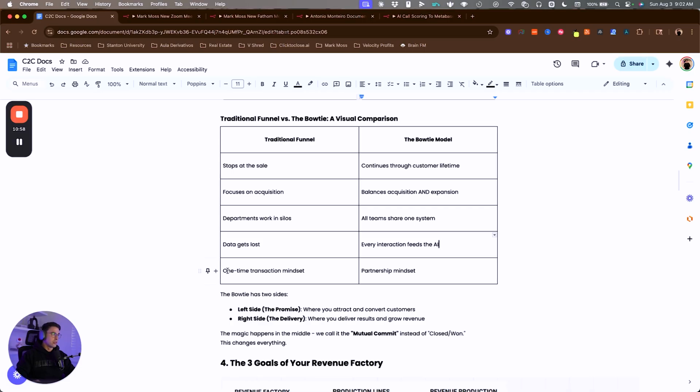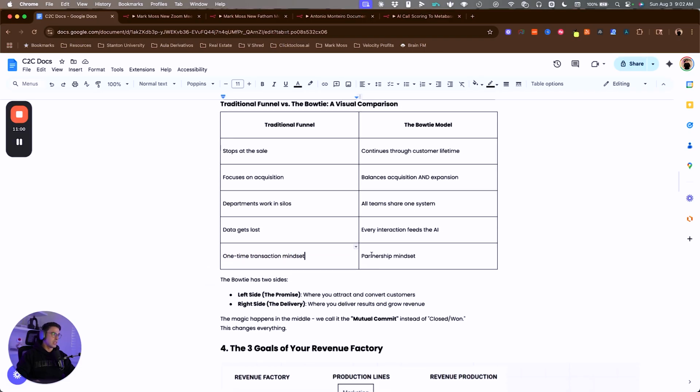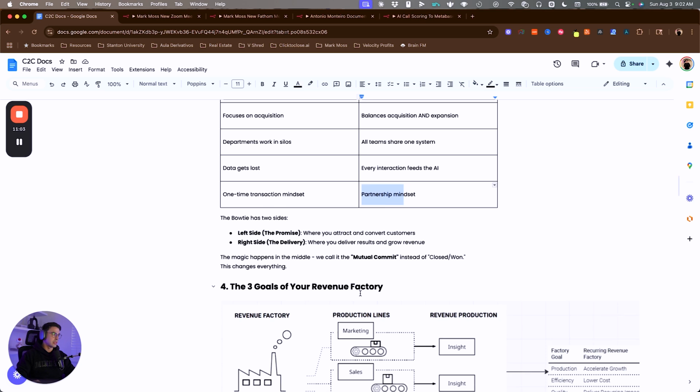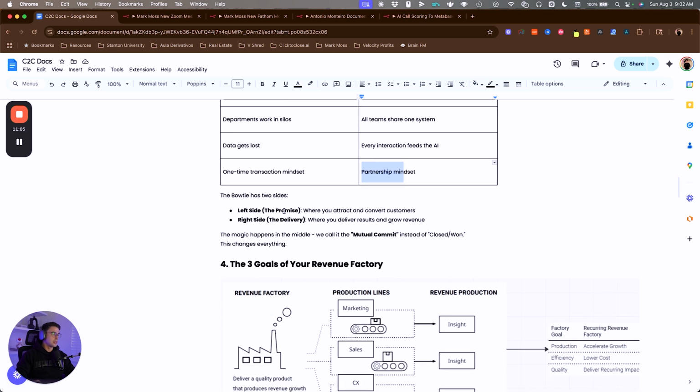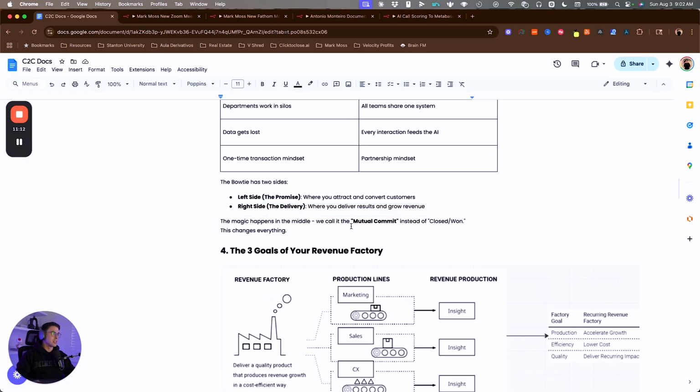So the traditional funnel is a one-time transactional mindset, and the Bowtie is a partnership mindset. The Bowtie has two sides. The left side, the promise, where you attract and convert customers, and the right side, the delivery, where you deliver results and grow revenue. And the magic happens in the middle, where we call it the mutual commit instead of close ones, because this changes everything, right?